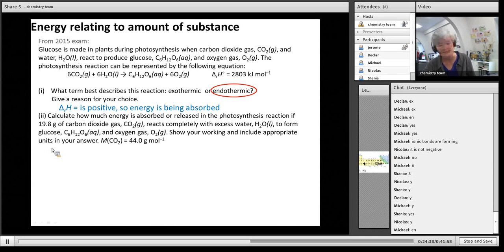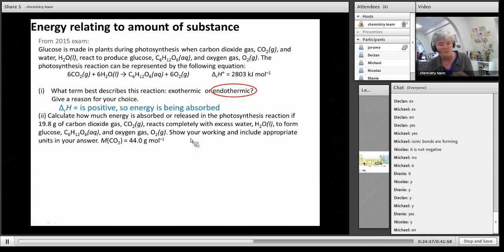Okay, now this is calculate how much energy is absorbed or released. Okay, now you know it's going to be absorbed because you've said it's endothermic. If 19.8 grams of carbon dioxide gas reacts completely with excess water to form the glucose.